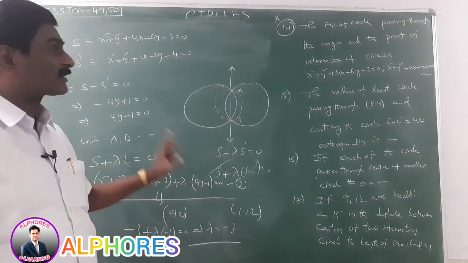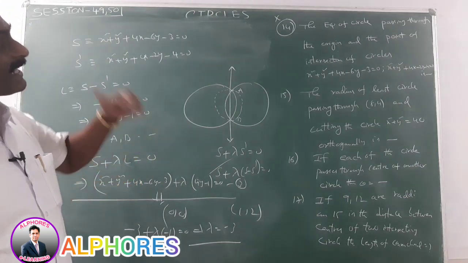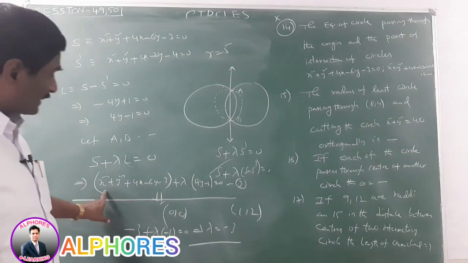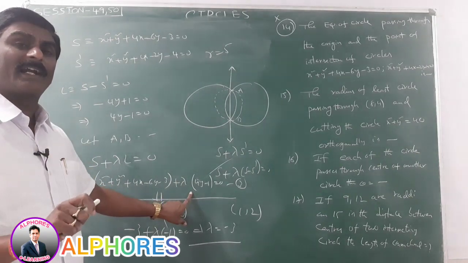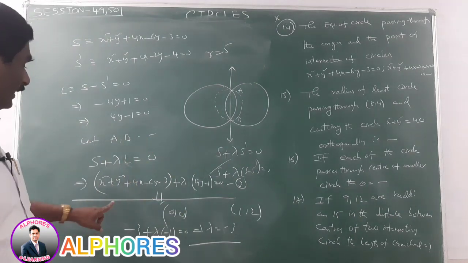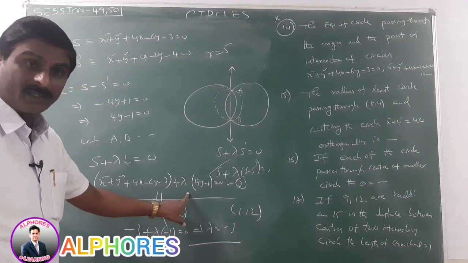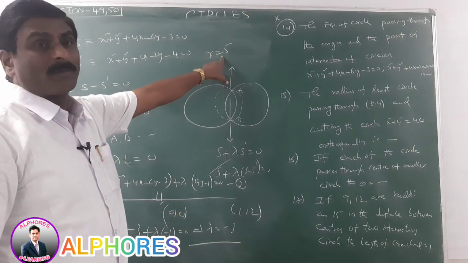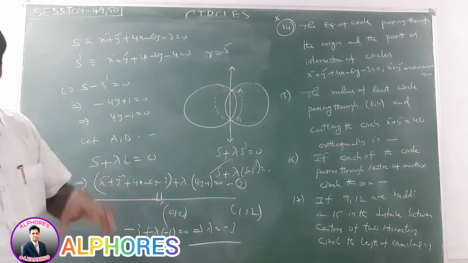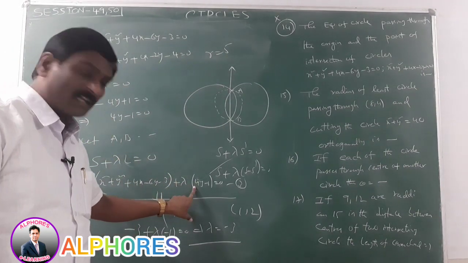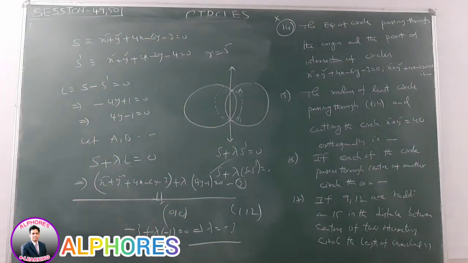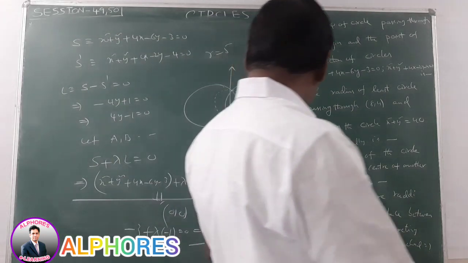Suppose in some cases he asks in this way: what is the equation of the circle if the radius of the circle is 5 units? Radius means root over g square plus f square minus c. Here find g, f, c in terms of lambda. Root over g square plus f square minus c is equal to 5. By using the given condition we find the value of lambda and substitute it in equation 3 to get the required equation. Very, very important. Please note these values.